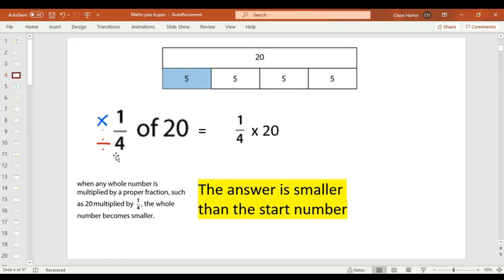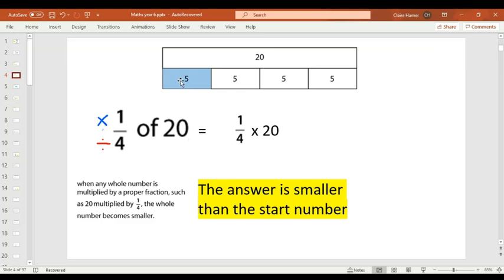So 20 divided by 4 is 5. And I've put a 5 in each of the parts. If I count up 5, 10, 15, 20. Now the numerator, which is 1, tells me how many of the parts to take. So I would like one of the parts, so I just highlight 1. So the answer is 5. Okay, so 1/4 of 20 is 5. Please let me know if you got that correct.